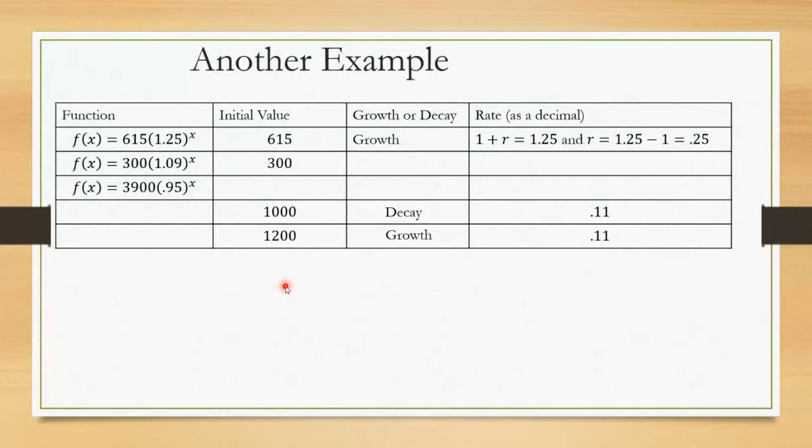Basically, here we can fill in the entries in this table. Namely, each row corresponds to a certain function. So for instance, in the first row, we have this function. So the initial value would be 615, as you can see, right? The growth or decay rate, right? Growth would be, as you can see here, it's growth because we have growth here, right? Because the base, the 1.25, is bigger than 1.